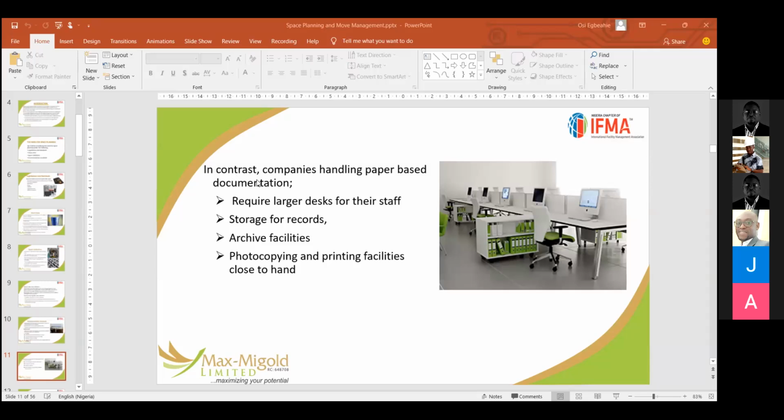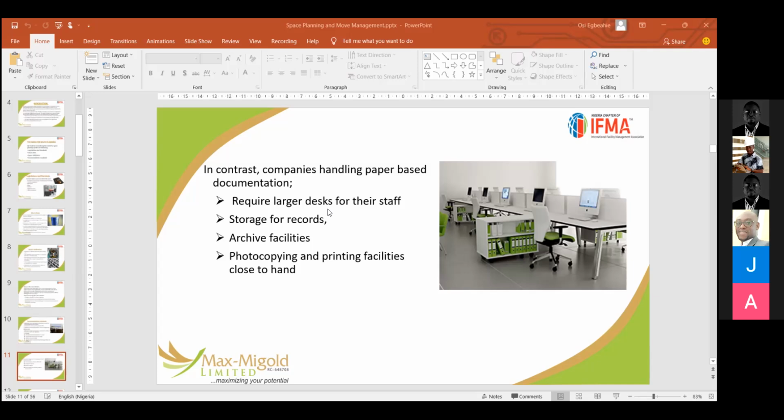In contracts, companies that handle paper-based documentation require large desks, especially for engineering departments. For those of us that are engineers, if you work in an engineering office, you discover that your desks are normally larger, except for these days where we do most of the work on laptops. These days, if you go into engineering offices, you discover they have very large tables so that they'll be able to manage and read drawings. They even have drawing rooms where you just see very large desks with sketching stools where you just sit down and do your drawings so that you'll be able to do your planning and all that.